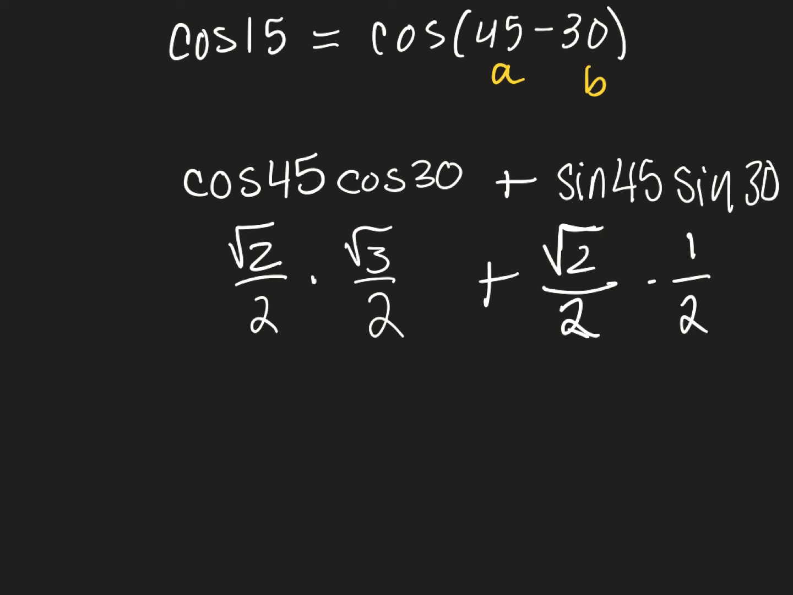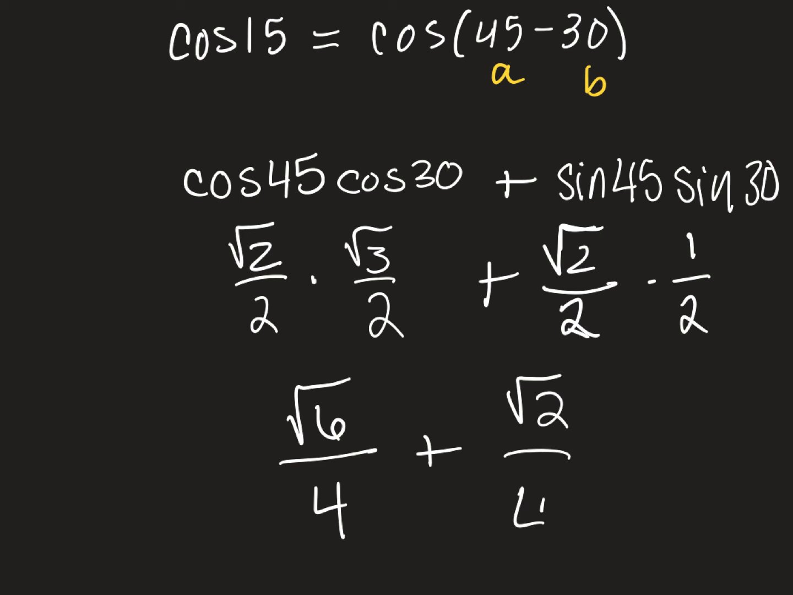Multiplying these together, square root of 2 times square root of 3 becomes square root of 6 over 4. And then we get square root of 2 over 4, which we can combine together to be square root of 6 plus square root of 2 over 4. We cannot combine these any further. You can only add radicals together if they have the same number inside. So this would be your final answer.